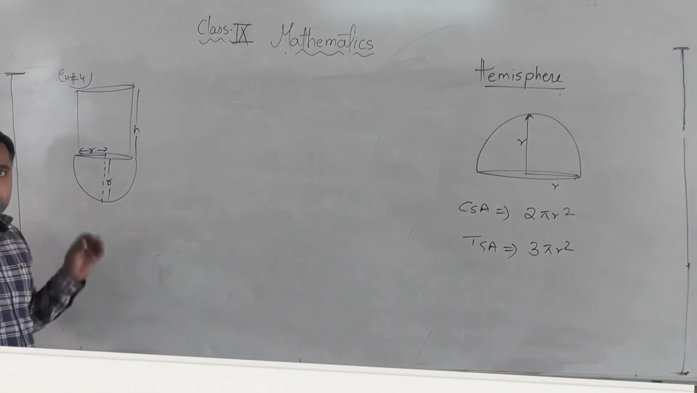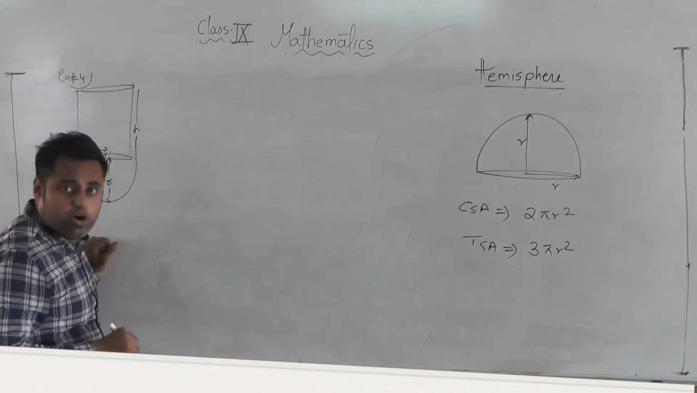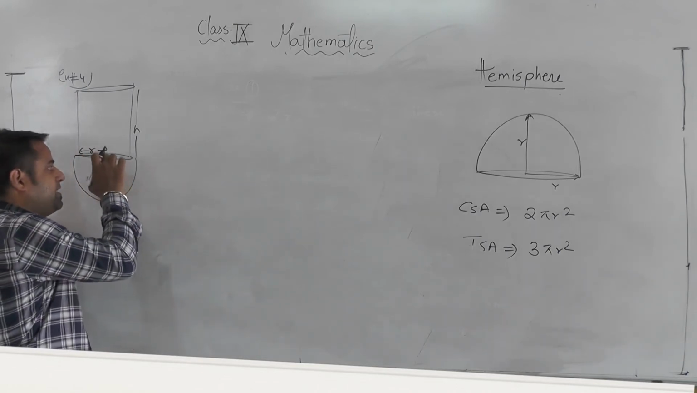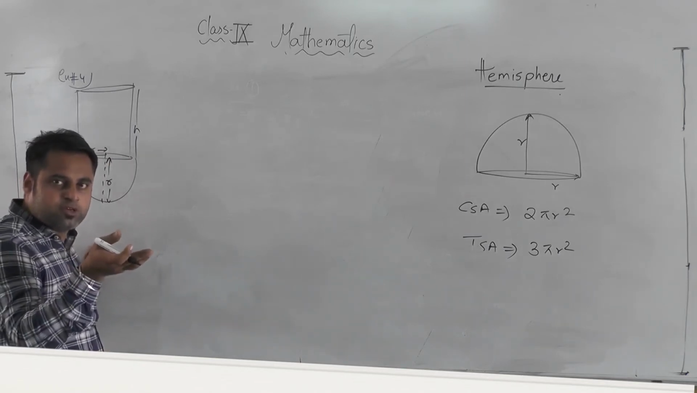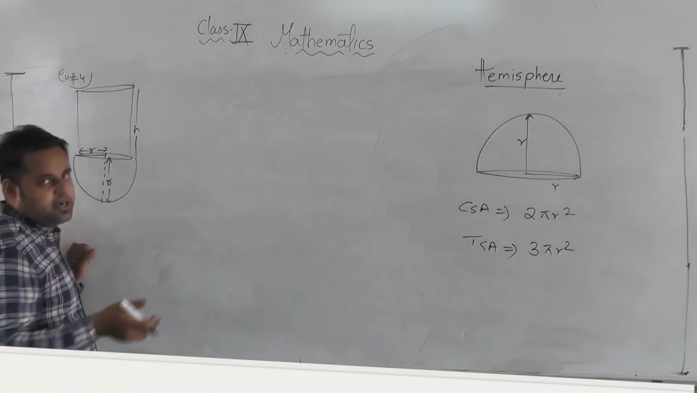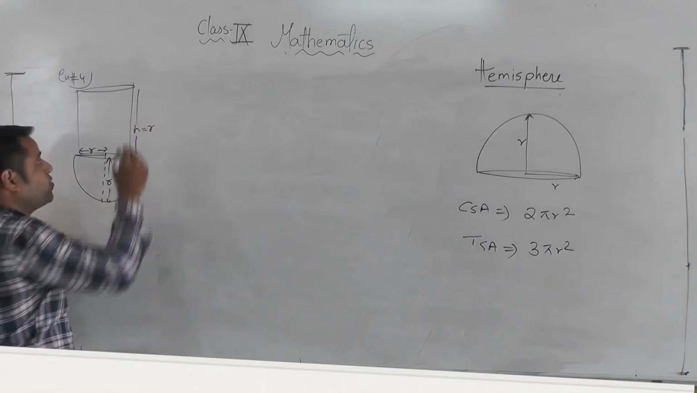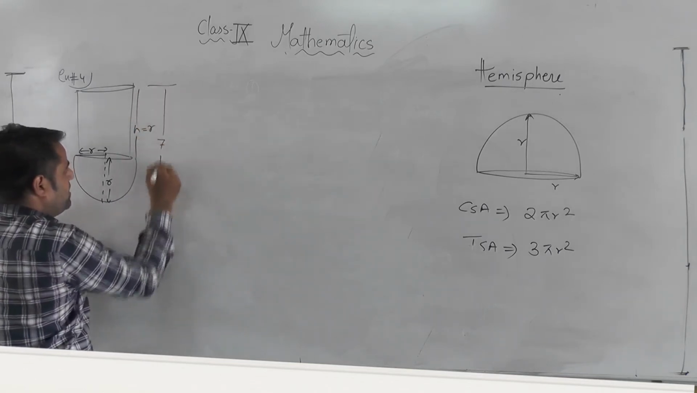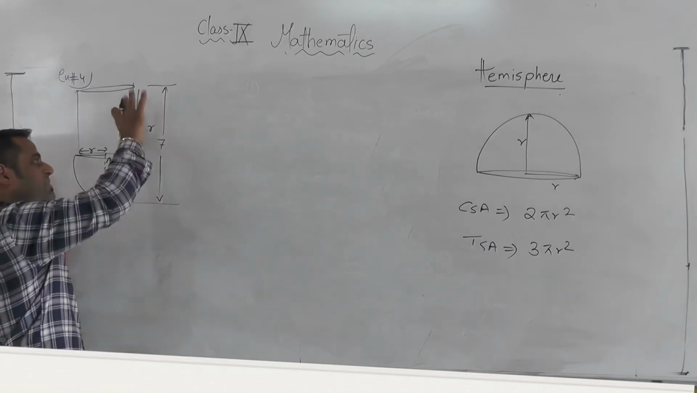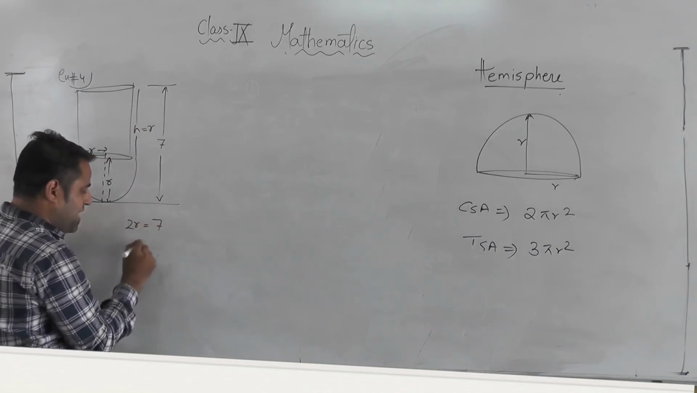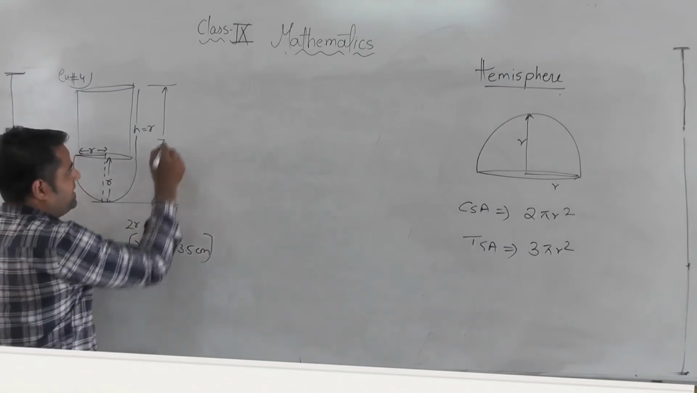Since the height of our hemisphere is equivalent to the radius. Why is it equivalent to the radius? Because the distance from the bottom to the center of the cross section of that hemisphere is equivalent to the radius. So the height of the cylinder is also equivalent to the radius. The total height is given as 7. Now, if we apply logic here, r plus r, 2r is equal to 7. So r comes 7 by 2, 3.5 centimeter. So you can easily determine the radius.